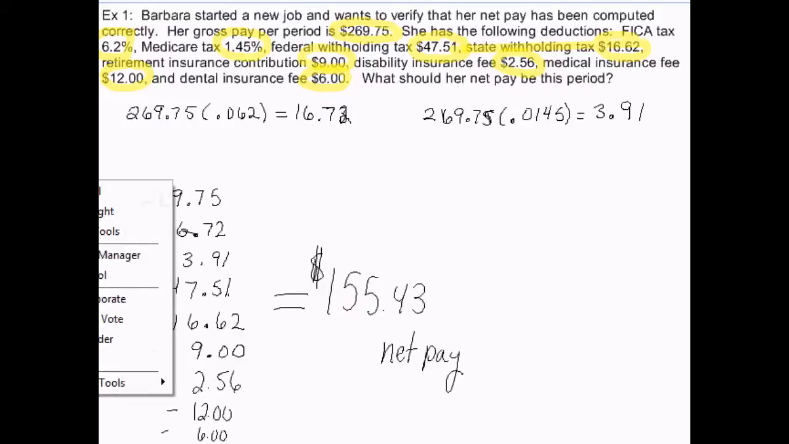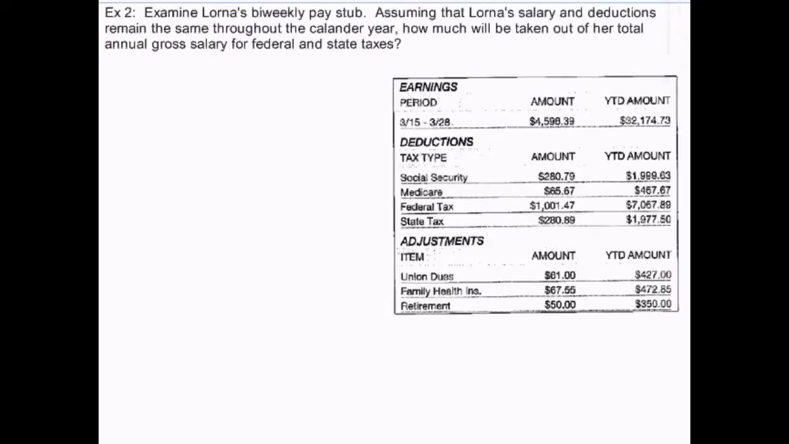Lorna's biweekly pay stub. And assuming that her salary and deductions are the same throughout the whole year, we want to know how much is taken out for federal and state taxes for the whole year. Okay. Now this is 1 month. No, I'm sorry, this is 2 weeks.